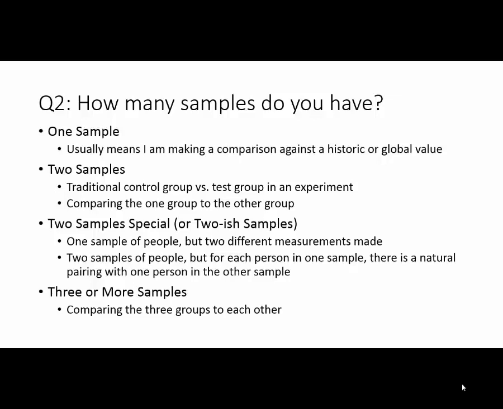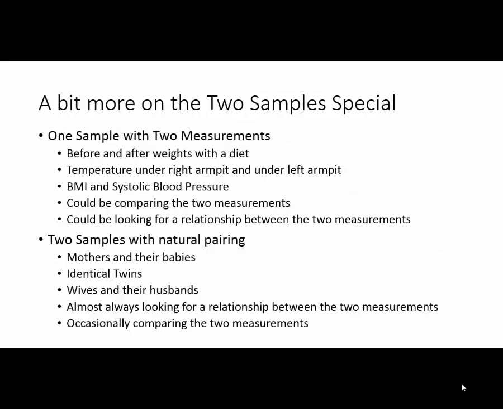You'll also notice I mention in this slide two samples special, or I called it two-ish samples, because you might have two groups of people, or you might have one group of people, but you've taken two separate measurements from those people. Let's look at that situation in a bit more detail. So often you have only one group of people, but we treat it as two sample special because I really have two sets of data.